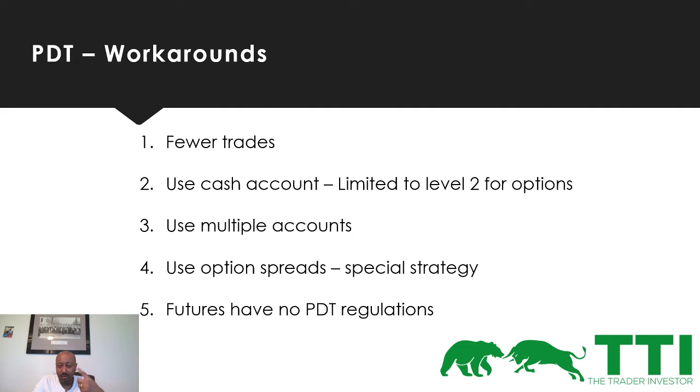One, you can do fewer trades. Make sure you don't pass those 3 within the 5-day period. You can have a cash account with level 2 options permissions on your account. What that means is when you place a trade, as long as you're not over your account size, there's no limit to how many trades you can place.